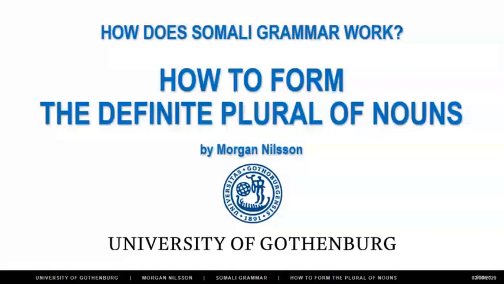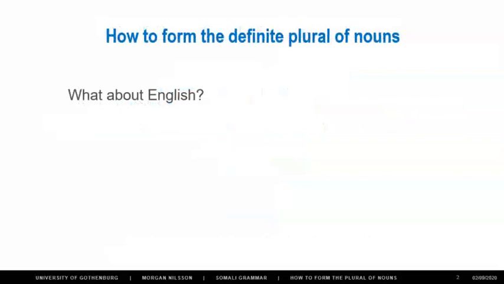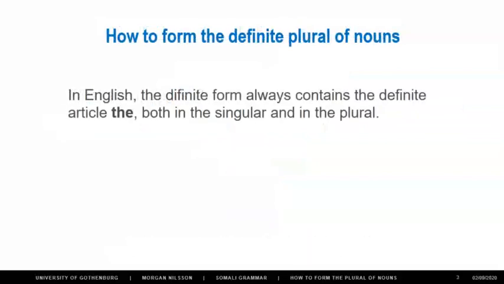First of all, let's see how the definite plural of nouns is formed in English. In English, the definite form is always formed by the addition of the definite article, the. And this is true both in the singular and in the plural. So in English, this is quite easy and simple to do. Car, the car, and also in the plural, cars, the cars.